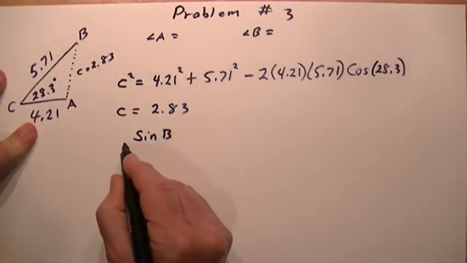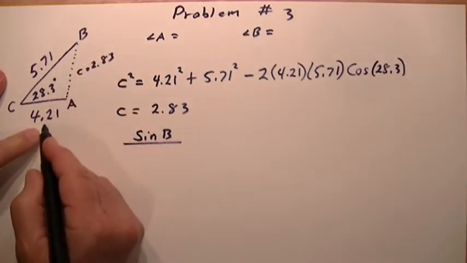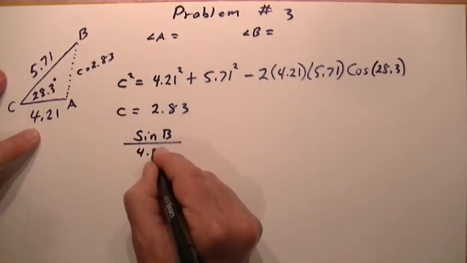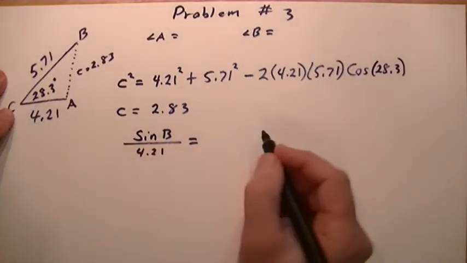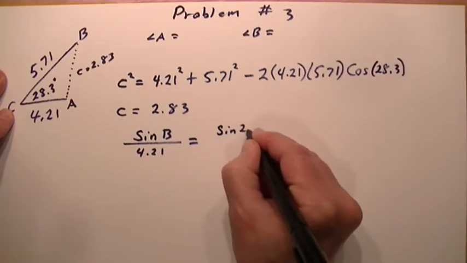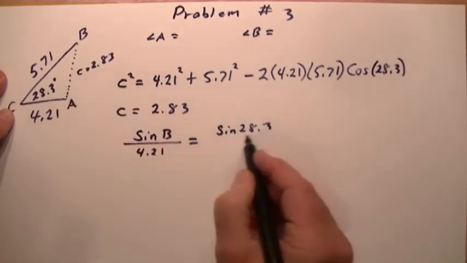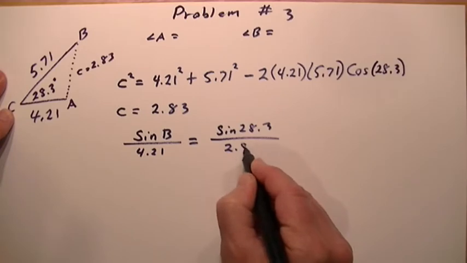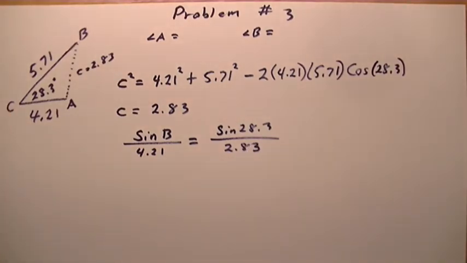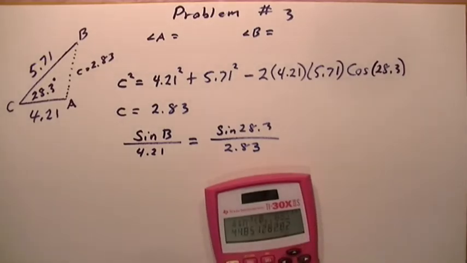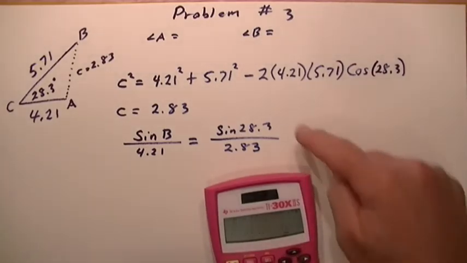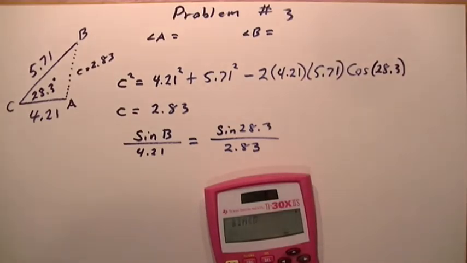we don't know what B is, but we're going to find out. Sine of B relates to its opposite side, 4.21, in the same ratio that the sine of 28.3 relates to 2.83. Okay, so now we have a nice proportion, and we can solve proportions fairly easy. The way I'm going to do this in my calculator, I don't know if you'll be able to see this or not, but I'm simply going to take the sine of 28.3, I'm just going to start with that.